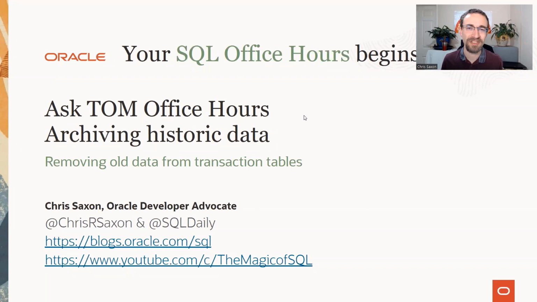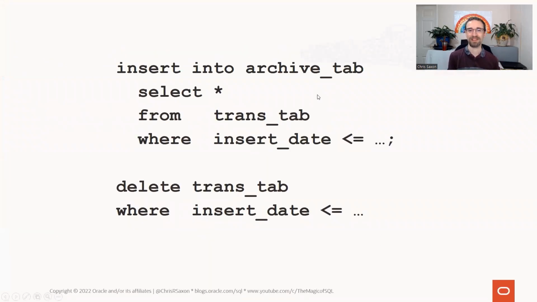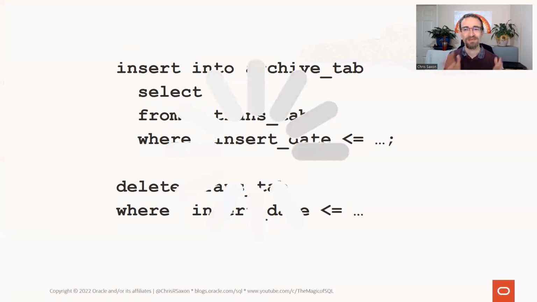The naive, simple way to do that is something like this. You'll just have an insert into an archive table, selecting all the old rows, and then just delete them from the table. Pretty straightforward, fairly simple to write, but there's a problem. Running it can take a really long time.